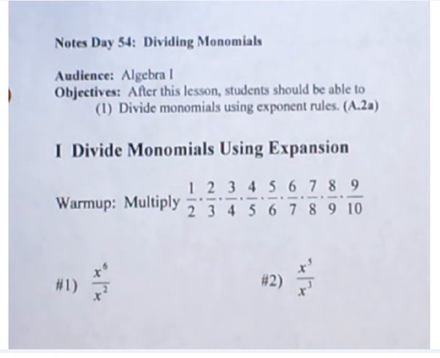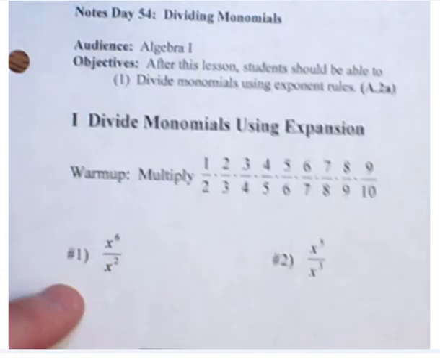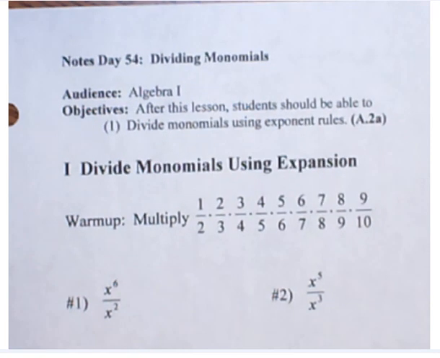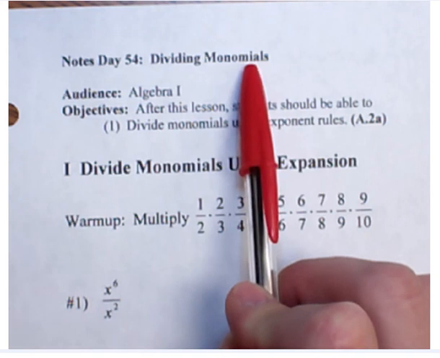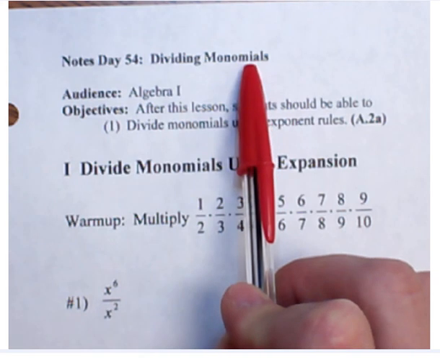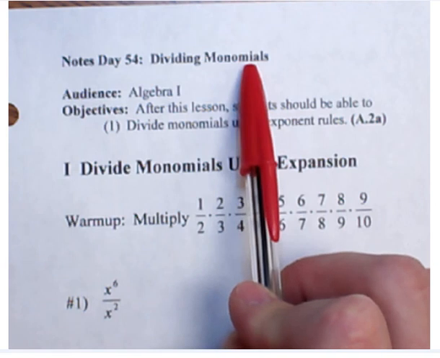Alright, Algebra 1 fans, welcome to the notes for today. The topic is called dividing monomials. We've talked about multiplying monomials. When you multiply the variables, you add the exponents. So today, what's going to happen when we divide monomials?